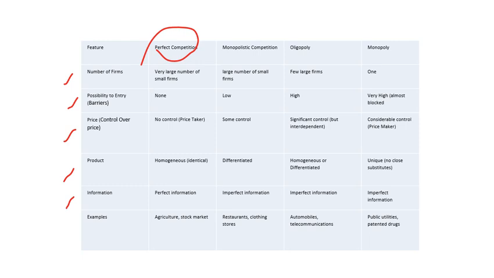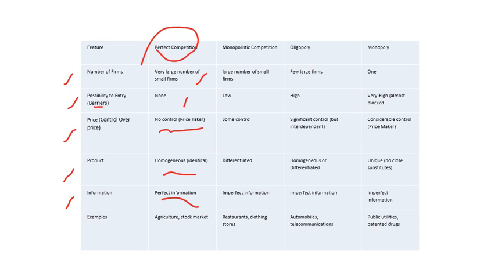For perfect competition, the number of firms is very large and the firms are small. So we have a very large number of small firms. No barriers, so it's very easy to enter the market. And there is no control over price. The firms are price takers. They produce a homogeneous product, identical, the same product. And the information is perfect, so all consumers and firms have the information about the market, including prices, quantities, qualities, etc.